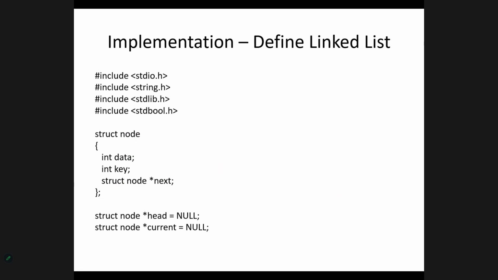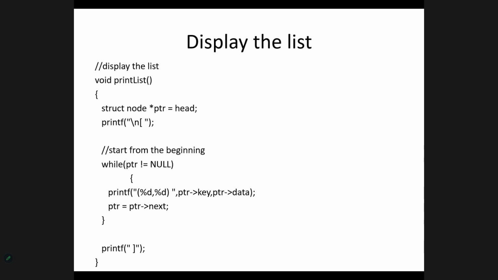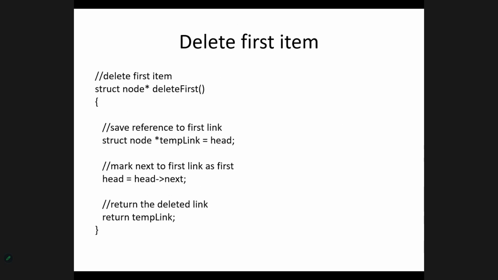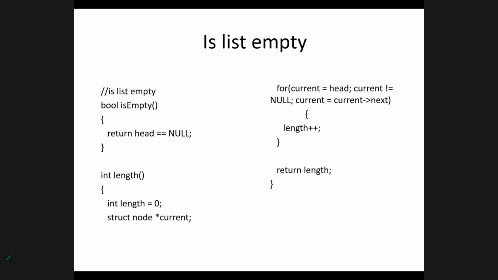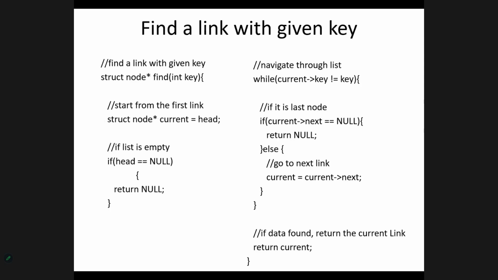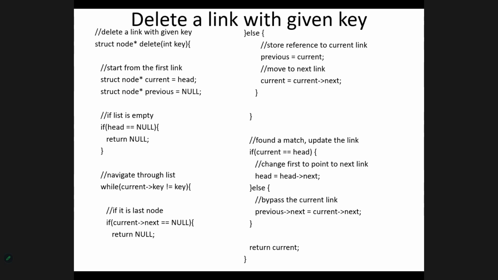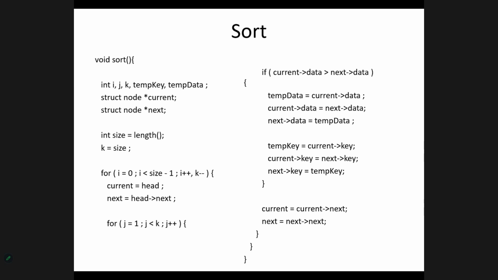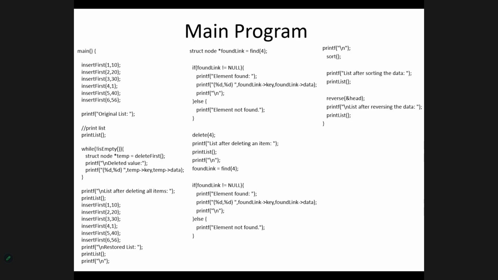So this is the total implementation, which has the complete code. Basically, to print list, insert first, delete first, is empty, right? So all the functions are there. This is a complete code: deleting a link, navigating through the list, reverse, and the main program. So basically, this code has the total program, the total linked list with all its operations.